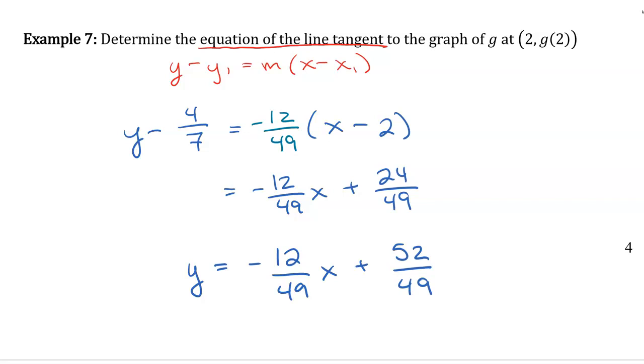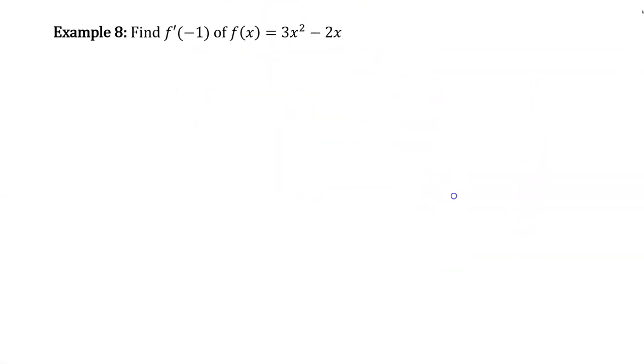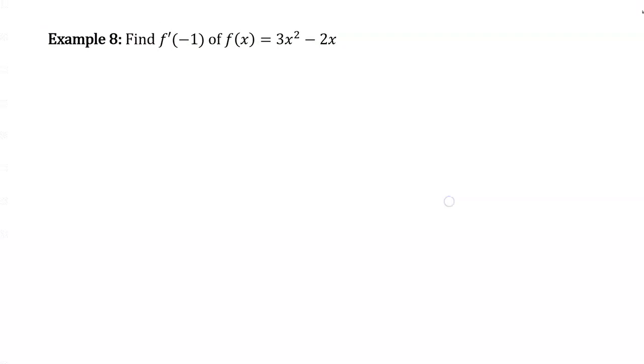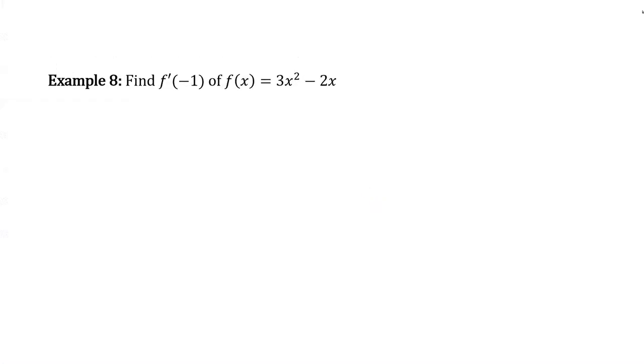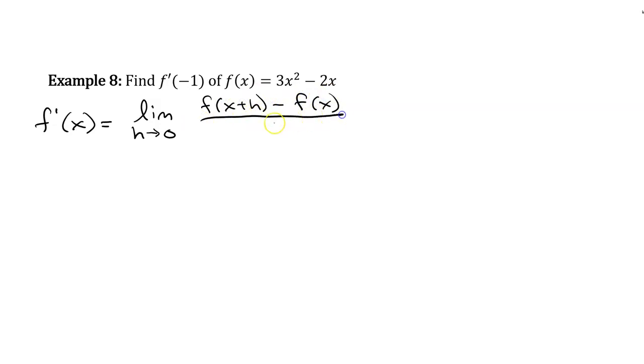Okay, so let's do another one. So find the derivative of f at x equals negative 1 of this lovely function. So, the first thing I'm going to do is find the formula for a derivative. So, f prime of x, so that's the limit as h approaches 0 of f of x plus h minus f of x all over h.